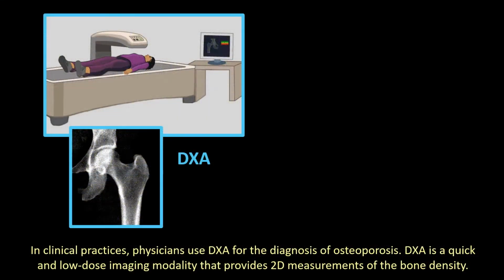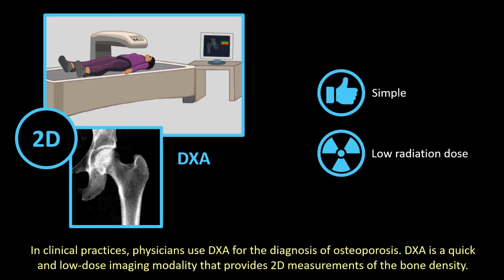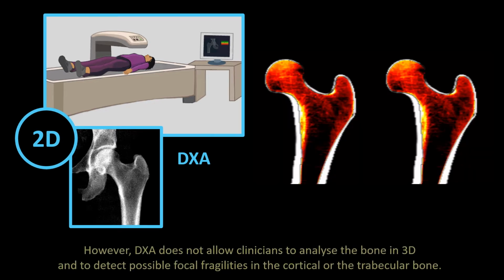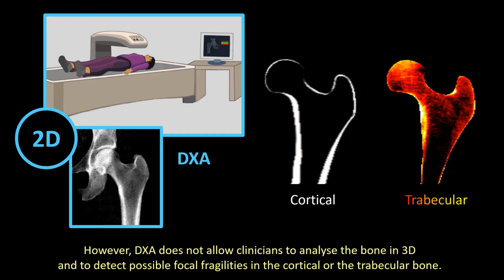In clinical practices, physicians use DXA for the diagnosis of osteoporosis. DXA is a quick and low-dose imaging modality that provides 2D measurements of the bone density. However, DXA does not allow clinicians to analyze the bone in 3D and to detect possible local fragilities in the cortical or the trabecular bone.